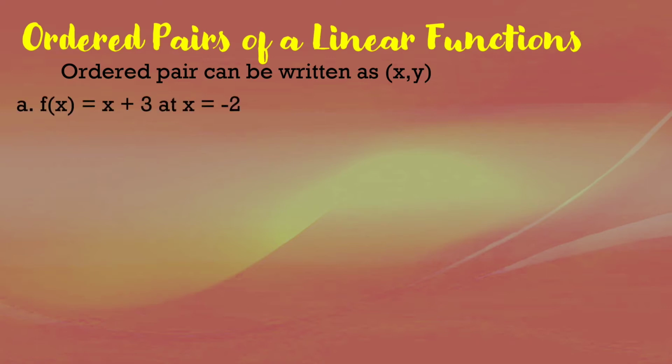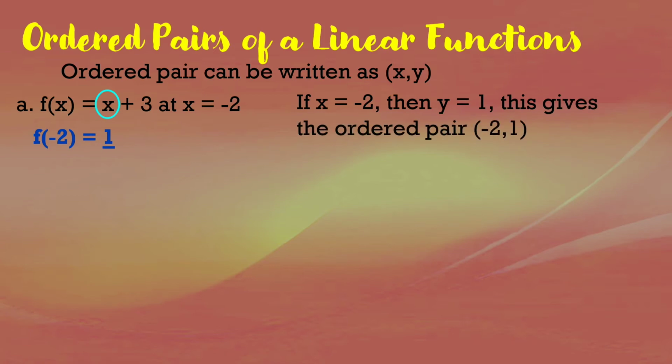So, let's have letter A. So, f of x equals x plus 3 at x equals negative 2. So, ang x natin dito ay positive. So, alam natin na ang f at negative 2 is equals to 1. So, if x equals negative 2, then y equals to 1. This gives the order pair negative 2 and then 1. So, ang x natin si negative 2, ang y natin is 1. So, saan ang galing yung 1? Kasi, di ba, kumuha tayo ng value ng ating function kanina gamit ng function notation at x equals negative 2. So, yung f of x, siya yung nagre-represent kay y.